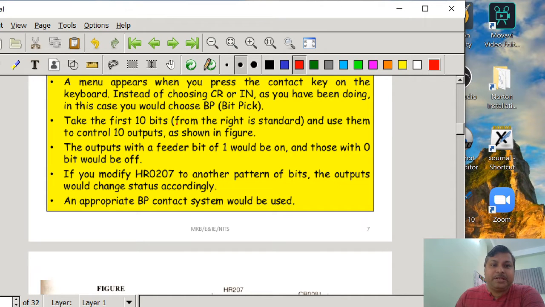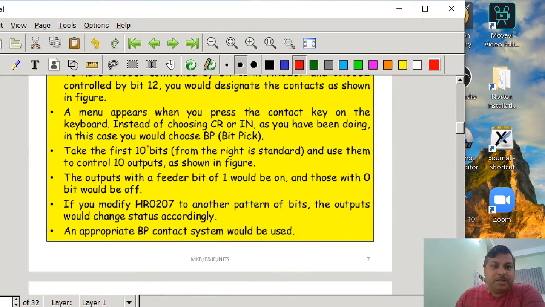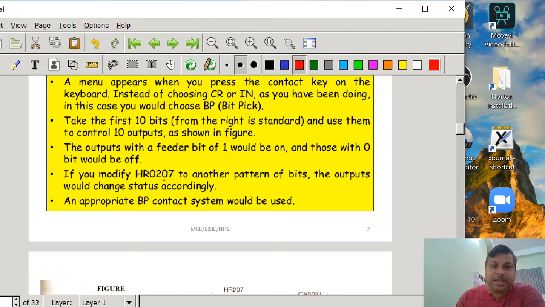Taking the first 10 bits from the right is standard, so the counting will start from the right. Suppose you want to control 10 machines, then we can take the 10 bit peek from HR207, which is going to control 10 corresponding outputs. The outputs with a bit of 1 would be on, and those with a 0 bit would be off. If you modify HR207 to another pattern of bits, the outputs would change status accordingly. An appropriate BP contact system should be used.